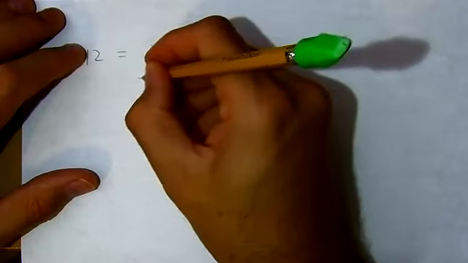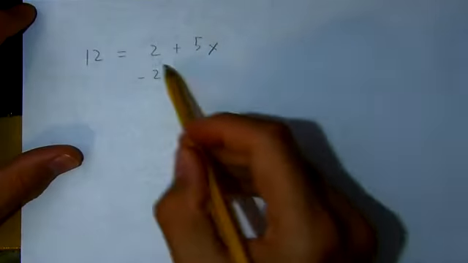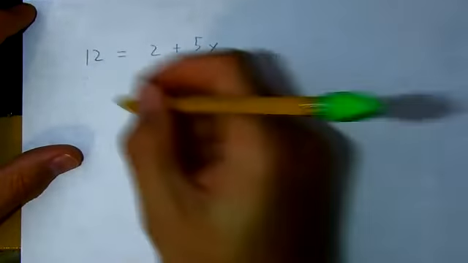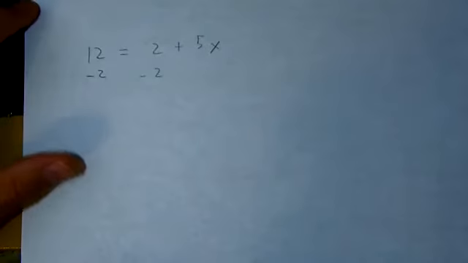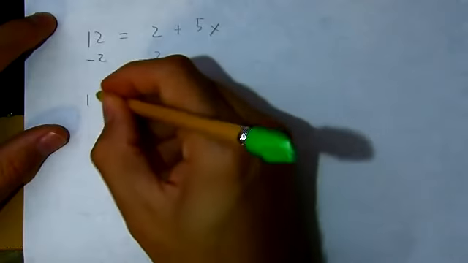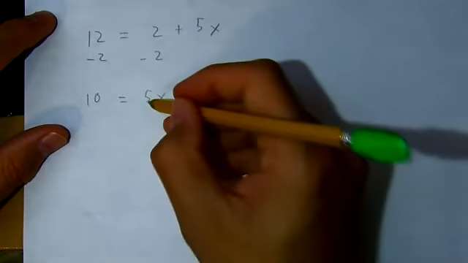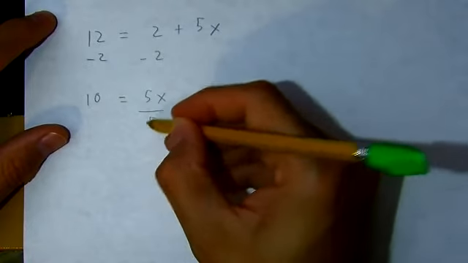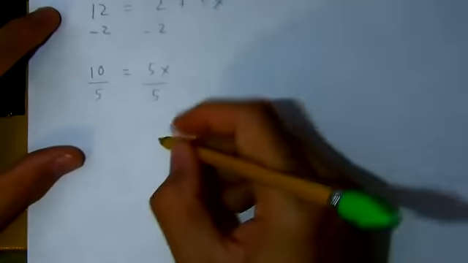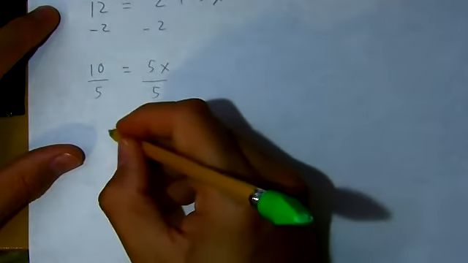The first thing you would do, like I said, is add or subtract. Since your variable is over here, you want to get rid of your 2, not your 12. You copy it over there under the 12, which gives you 10, and then you bring down your 5x. And then since your x is here, you divide by 5, and then x is 2.